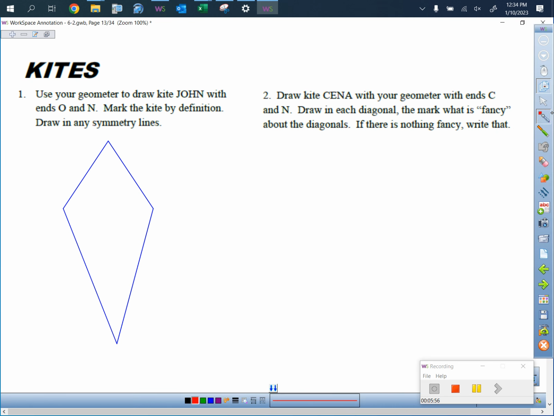So since O and N are supposed to be the ends, I'll label them. And then that means I've got to go around the clock and spell the word JOHN also, so you have to watch that. And to mark it by definition, which we are, it's not that you don't know what that is, we're just not doing it here. You mark a kite by its definition. They said draw in any symmetry lines. Sweet. This is brand new for you.